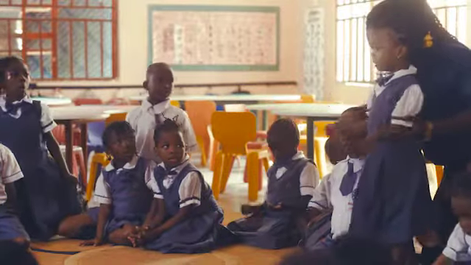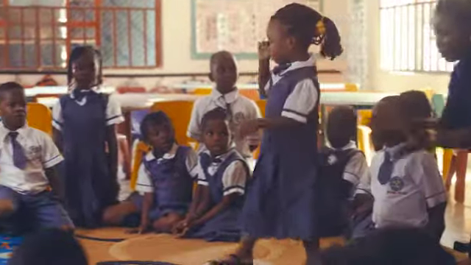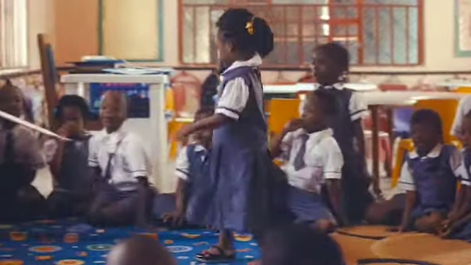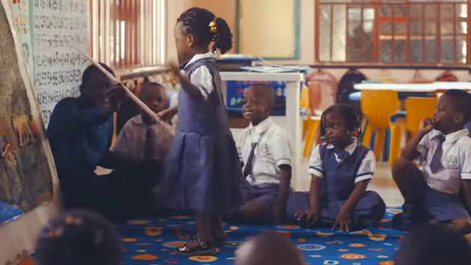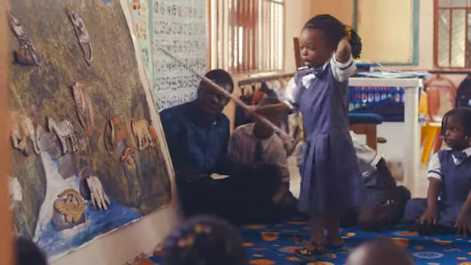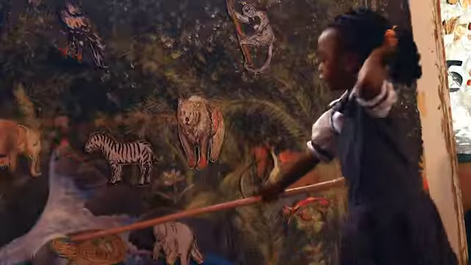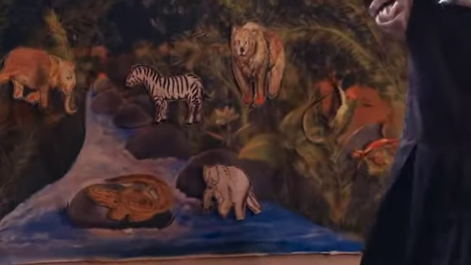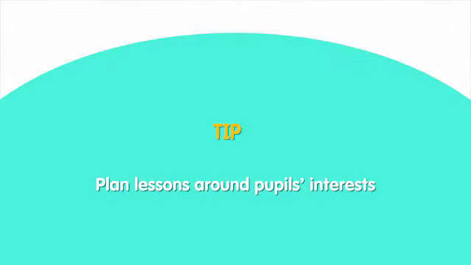Yes? Ngozi, come. Come and point to any. Go and point to any animal. Good. Take the pointer and tell us what do you see in the picture. Point to it. What do you see in the picture? An alligator.